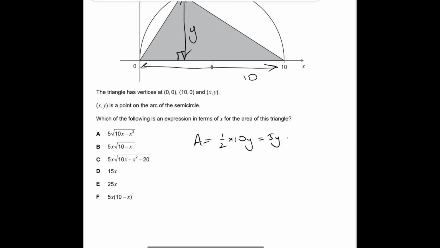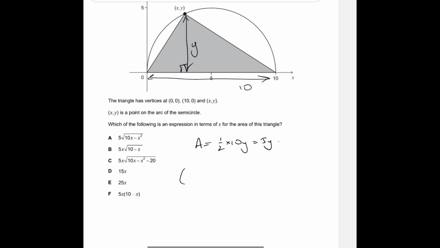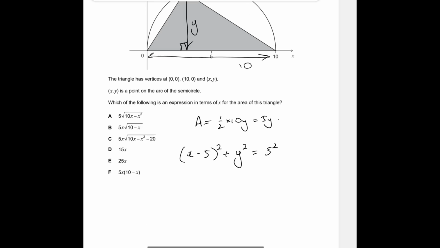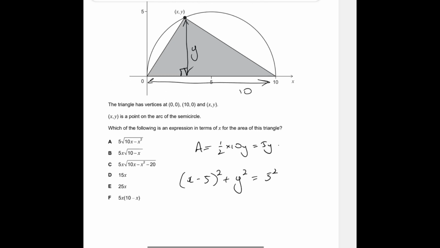So we know, because this circle has center (5, 0), the equation for this is going to be (x minus 5) squared plus y squared, and the radius is 5, equals 5 squared. And we know that it's only the upper half of the circle, so we can specify y is greater than 0. So y squared equals 25 minus x squared plus 10x minus 25. So equals 10x minus x squared.